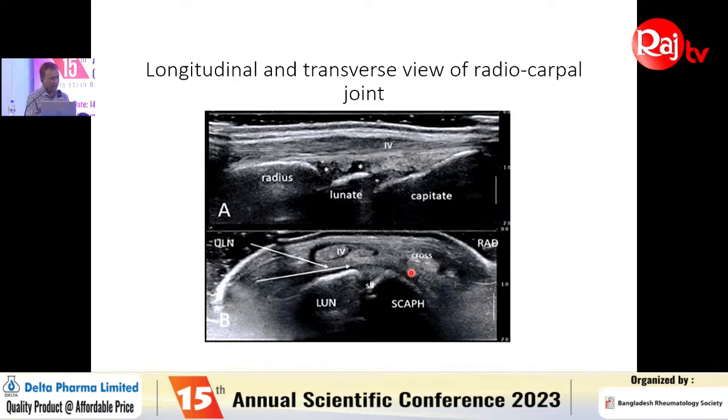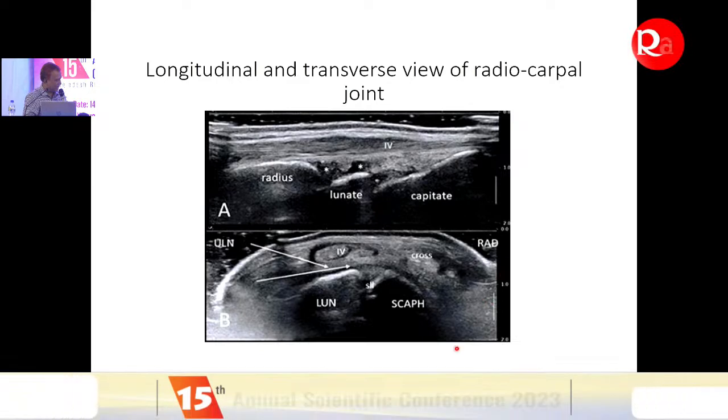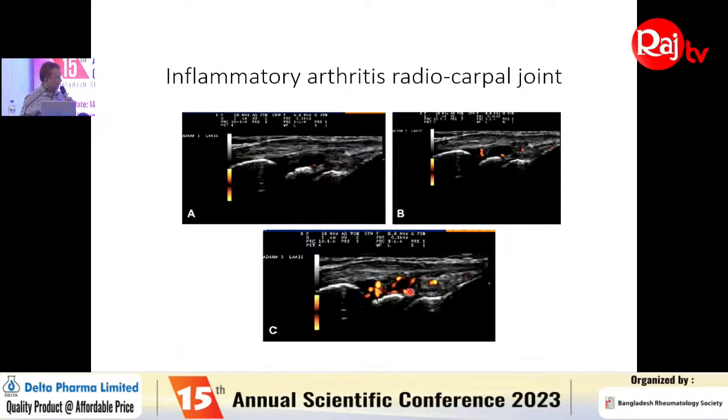This is our radiocarpal joint, and see the radius, lunate and capitate. You can identify every carpal joint with your probe, and very nicely you can find the erosion also. And see, this is the anatomical structure with one scan, there is the radius, lunate and capitate; in another, transverse, here scaphoid and lunate. And if we see a pathological joint, there is synovial hypertrophy and also fluid, and there is marked Doppler activity. So when you are in a clinical dilemma, you can use the ultrasonogram to confirm the diagnosis.